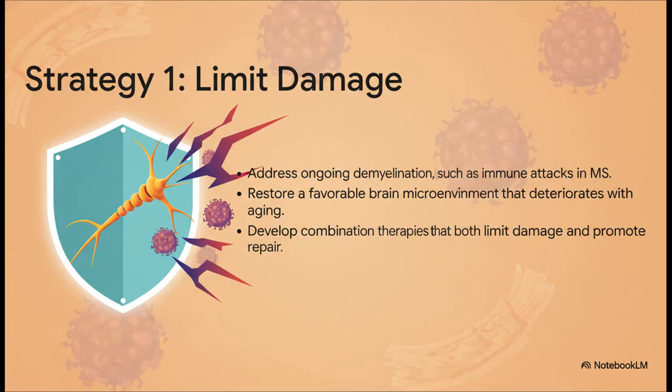So the first priority has to be to control the underlying pathology. Promoting the formation of new myelin is of little use if it's immediately destroyed by the same process that caused the initial damage. For a condition like MS, this means concurrent immunomodulatory therapy. In the context of aging, this involves addressing the chronic, low-grade inflammatory state of the brain. This all points to an eventual need for combination therapies that can both protect existing myelin and promote its regeneration.